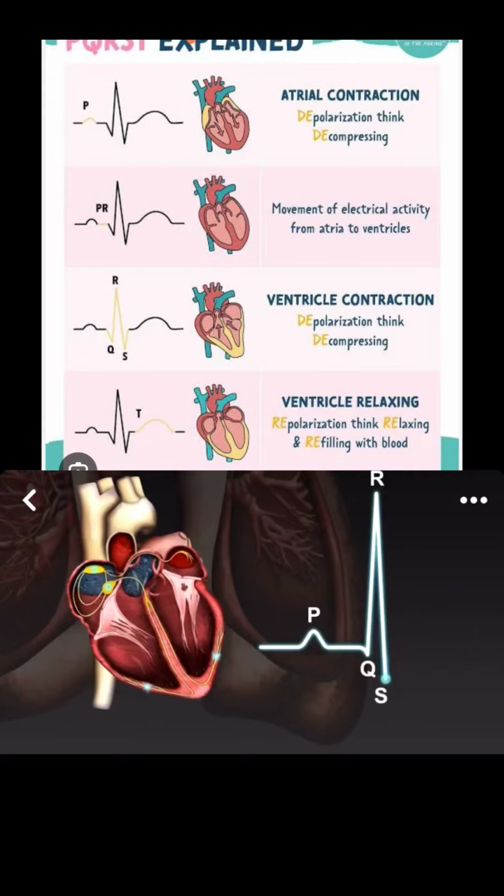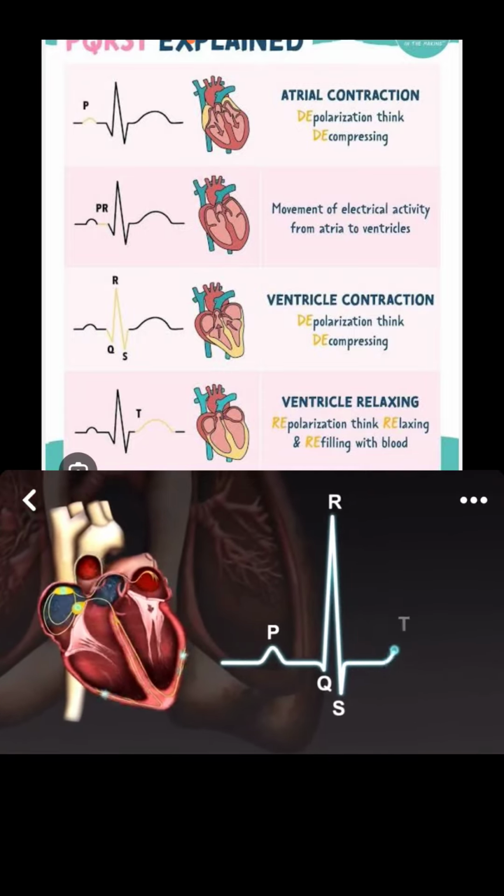The impulse remains unchanged for a moment, as the ventricles remain depolarized. This gives rise to another flat section, called the ST segment. As the impulse fades away and the ventricles repolarize, the T wave is formed.